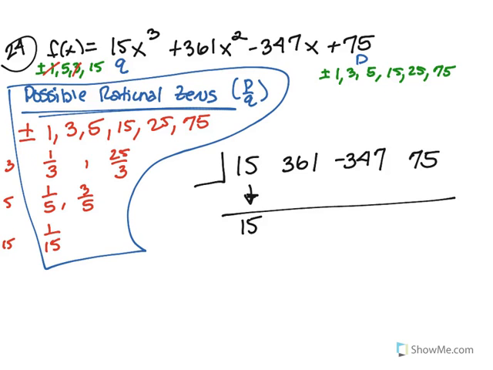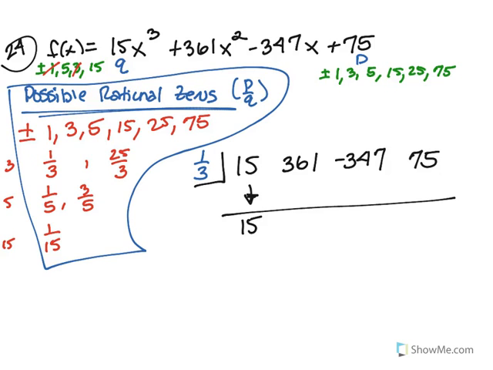Get me a calculator for these big numbers. All right, so let's use 1/3 because I kind of know it's supposed to work for time's sake. So we're going to multiply by 1/3, which if you're doing it manually, you're going to be dividing by 3.